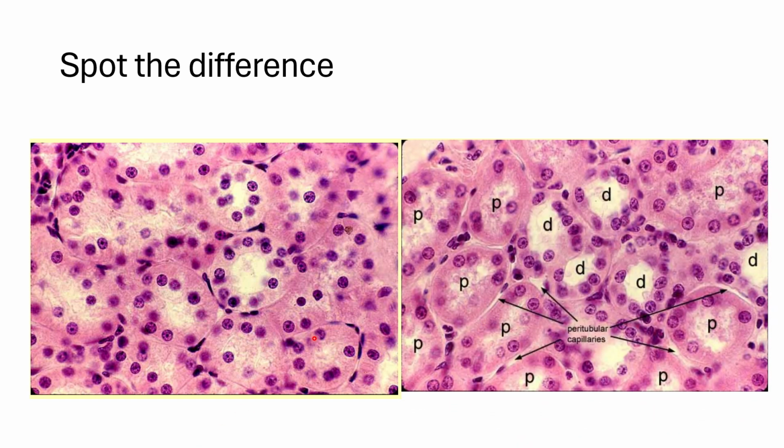So here as we see, the one which has a bright lumen, where the lumen is clearly seen, is the distal tubule. So this is the distal tubule. The one in which we are not able to clearly see the lumen is the proximal tubule. So how am I saying this?